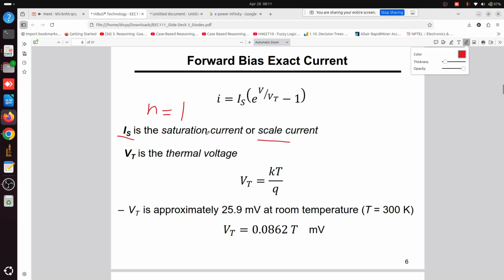Vt is the thermal voltage, Vt is kT by Q. If you substitute, k is 0.0862 into T, and with T as 300 Kelvin, you will get Vt as 25 millivolts. Vt is equivalent to 25 millivolts. Did you understand? Do you have any doubts here?